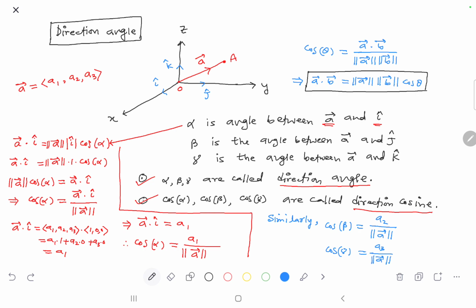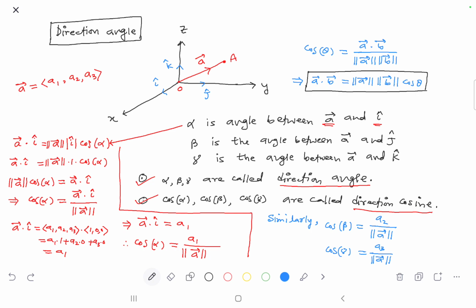Is it okay? Fine, very good. So if you have a vector equal to a1, a2, a3, and the vector makes angles alpha, beta, gamma with respect to i cap, j cap, k cap, then cosine alpha, cosine beta, cosine gamma are given by this formula. Cosine alpha equals the first component by the magnitude of a, cosine beta the second component by the magnitude of a, cosine gamma the third component by the magnitude of a.